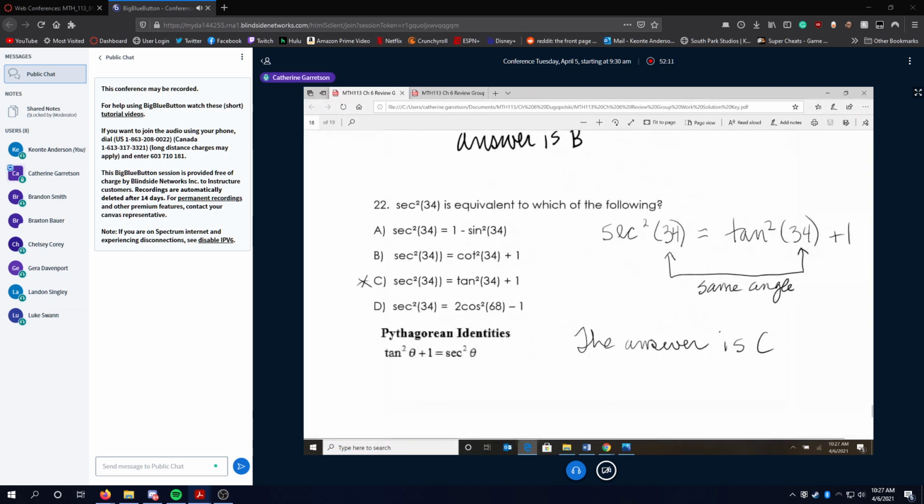Secant squared is equivalent to which of the following? Well, when you're talking about a square, you're talking about the Pythagorean identity because the angles stayed the same on both sides. So a secant squared is equal to a tangent squared plus 1 with the angle being the same. So the correct answer is C.